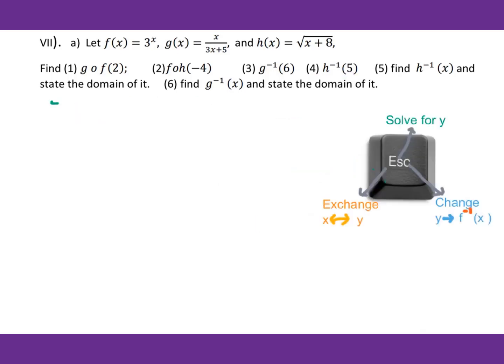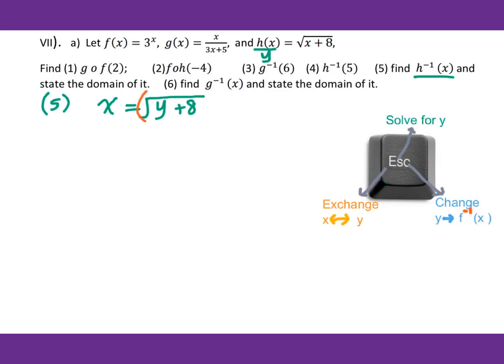Now let's go to number 5. We need to get the inverse of h of x. So use this escape button, exchange x, y. H of x, that means y. So we change into x equals square root, y change into x, x change into y. So we got y plus 8.